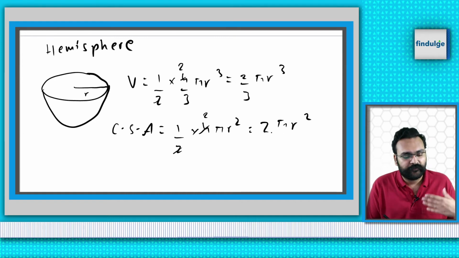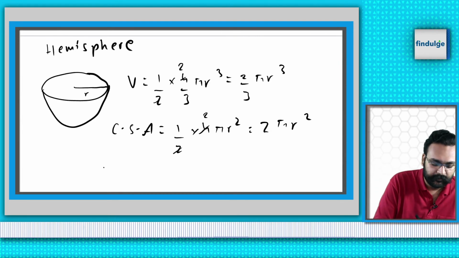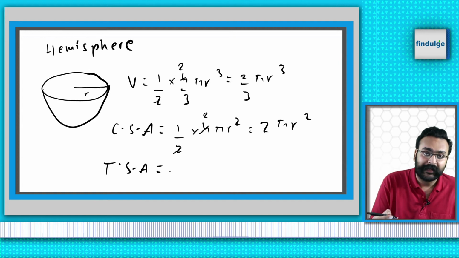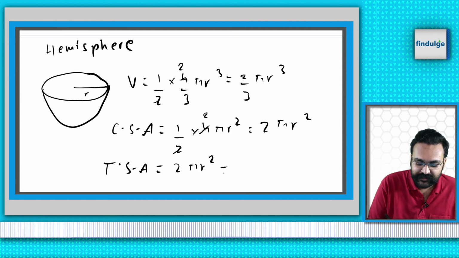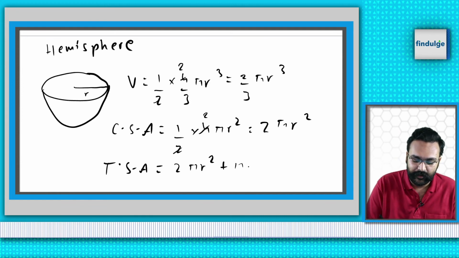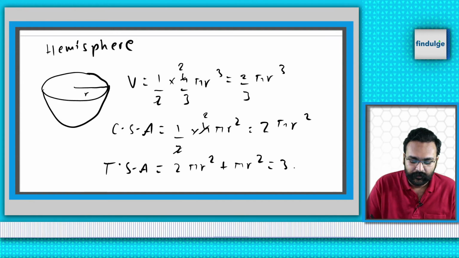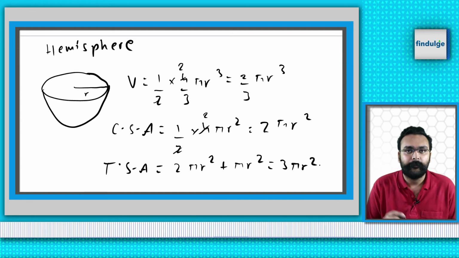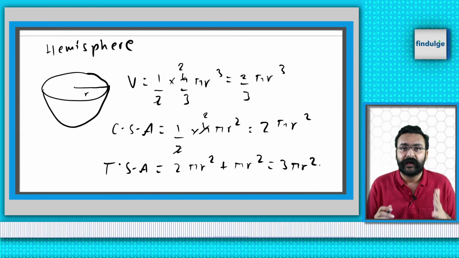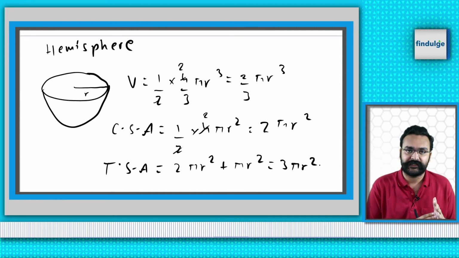And so if you need to get the total surface area of your hemisphere, it would be equal to nothing but, once again, the curved surface area plus the flat surface area, which here is just the circular portion. So 2 pi r square plus pi r square, which is nothing but 3 pi r square. And so these are our 6 basic shapes and their volumes and surface areas.